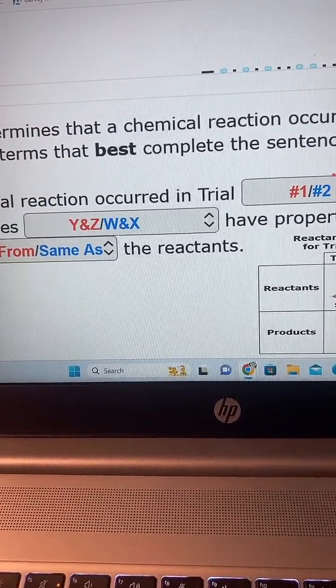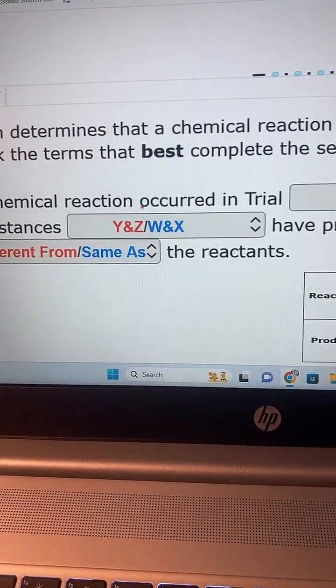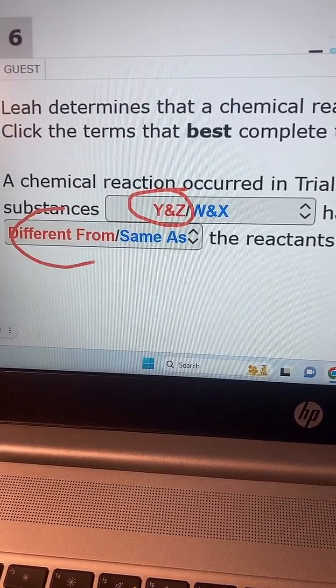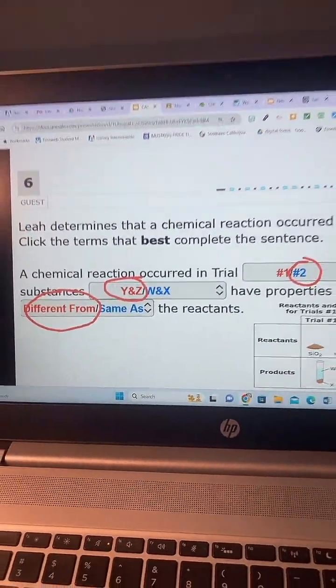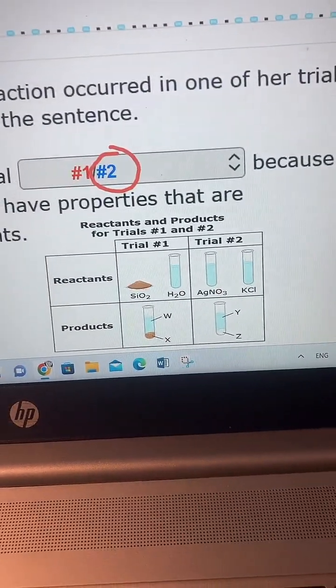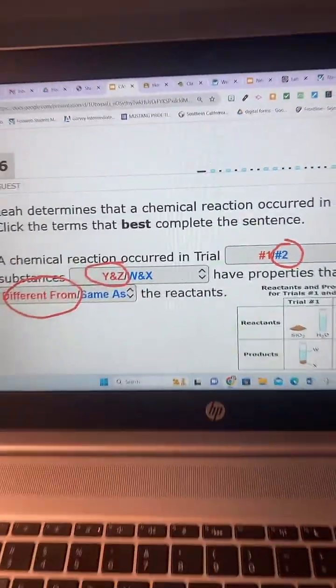Well, the answer is number 2, which is actually Y and Z, because they are different. That's the key thing. We had a change in color, and we had a new solid, a precipitate. That brings us to the next question.